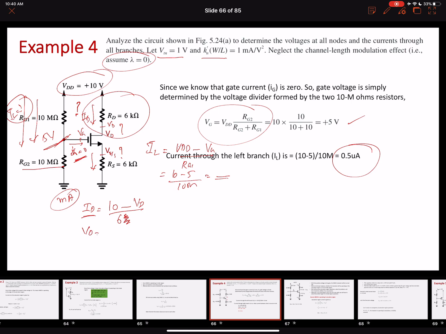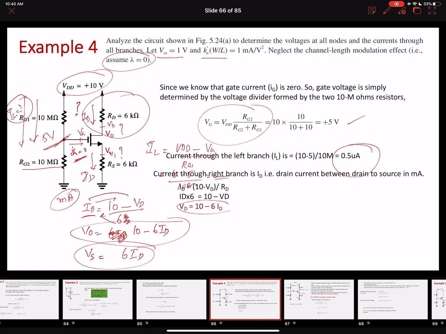Right, so what will be the VD? VD will be equal to 6 times ID. VD will go on the left, ID will come on the right. So VD will be equal to 10 minus 6 ID, right? Similarly, the source voltage will be equal to, ID current is flowing over here, right, 6 times ID. So we ended up finding the equations for the drain voltage and the source voltage. This is the drain voltage, and similarly here the source voltage.